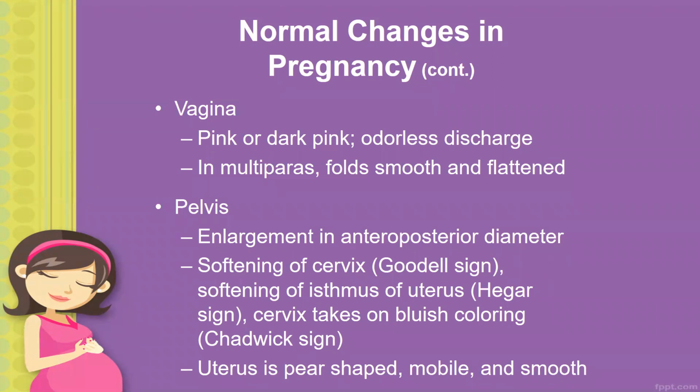With the cervix, you'll see a softening of the cervix, which is called Goodell's sign. The cervix itself takes on a bluish color, and that helps identify pregnancy with an exam. That's called Chadwick's sign.